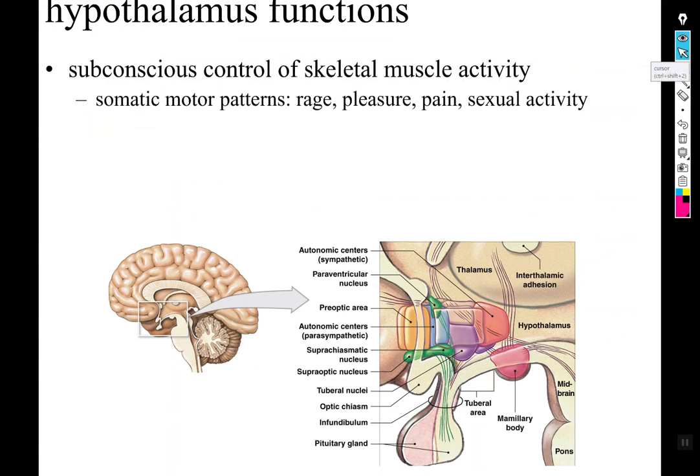One role it has is in the control of skeletal muscle activity, specifically subconscious control involving somatic motor patterns, specifically motor patterns associated with pleasure, pain, sexual activity, and rage. So what do those have in common? Basal emotions and basal behaviors.